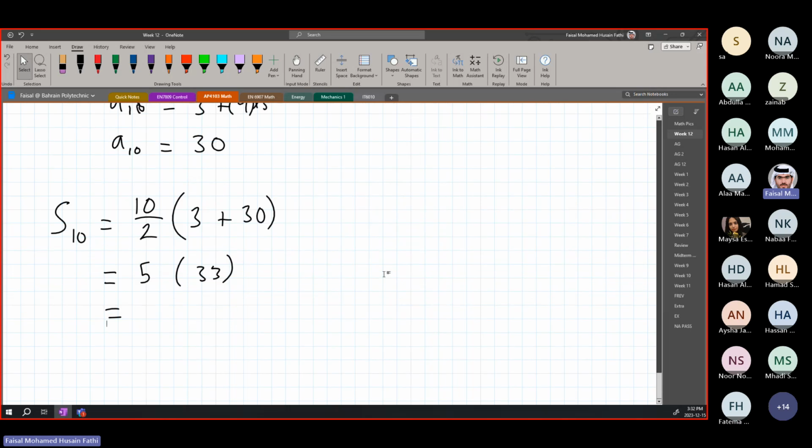This is 165 if I'm not wrong. Okay, and this is our S10. And this is an arithmetic series. Any questions about this? It's very straightforward.